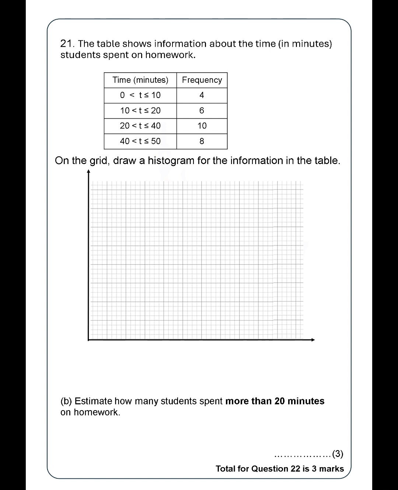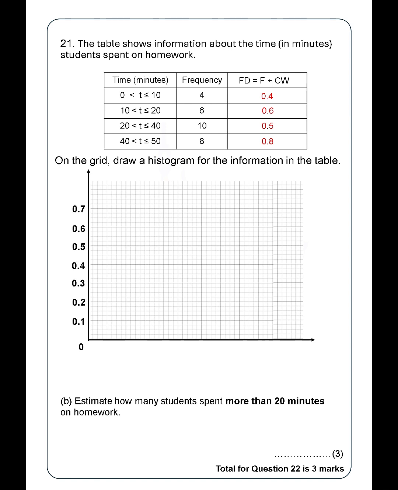So in the table, we need to draw a new column showcasing frequency density. How do we work out frequency density? Frequency density is equal to frequency divided by class width. So 4 divided by 10 is equal to 0.4. 6 divided by 10 is equal to 0.6. 10 divided by 20 is equal to 0.5. 8 divided by 10 is equal to 0.8.